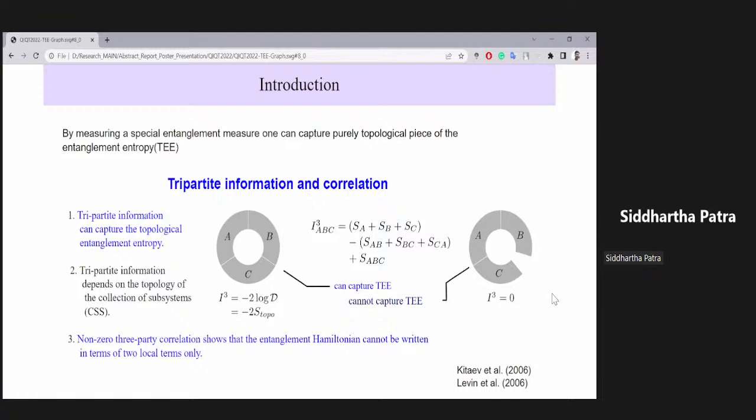Though tripartite information was computed, it was also not clear what the dependence of this tripartite information is on the arrangement of the subsystems. So we calculated the same tripartite information on a different arrangement, a linear arrangement of A, B, C, where I have opened up, or cut, the arrangement of subsystems. In that case, we see that tripartite information vanishes, which shows the very sensitive dependence of tripartite information on the collection of subsystems, or the arrangement of subsystems.